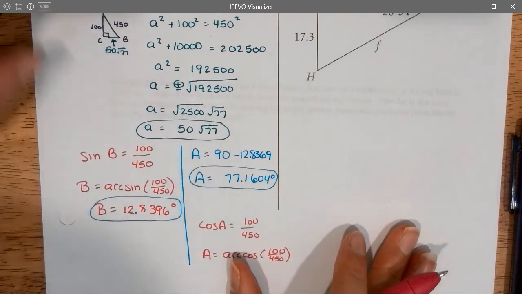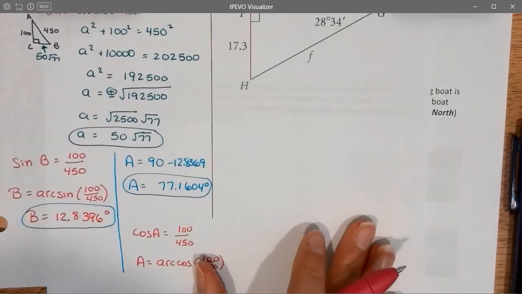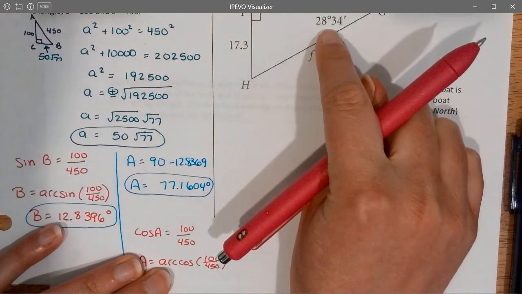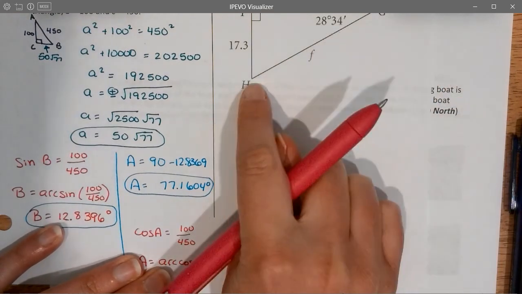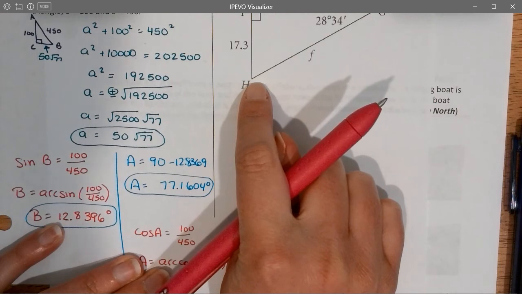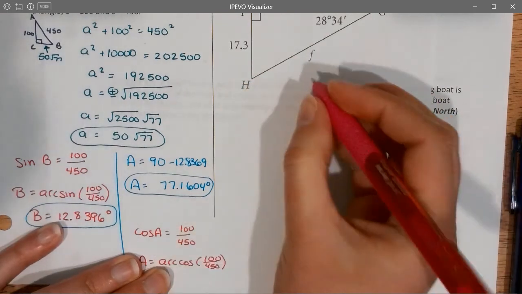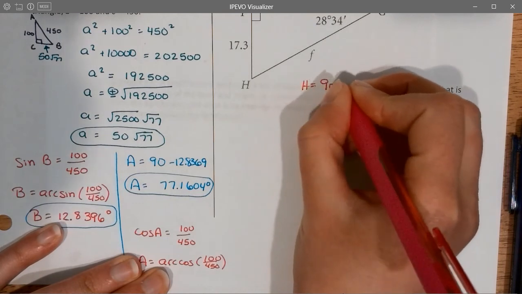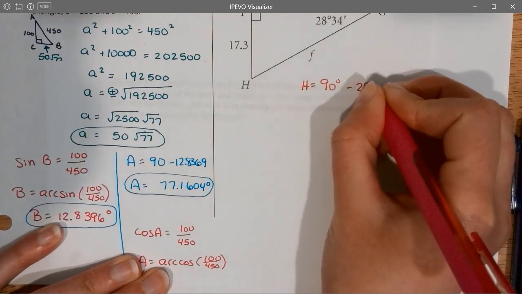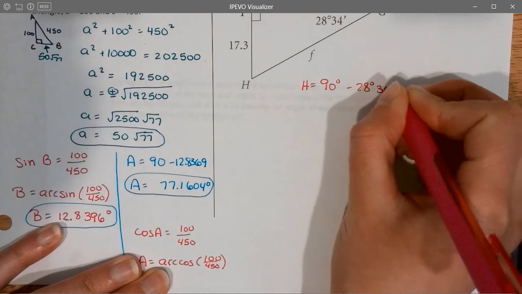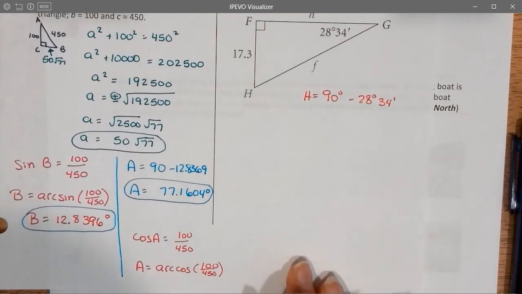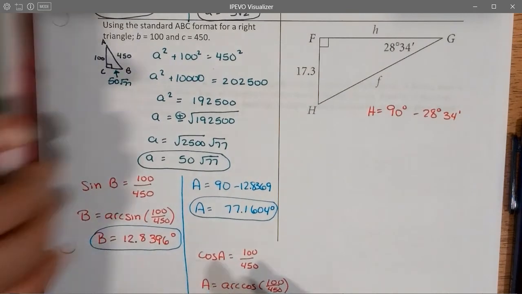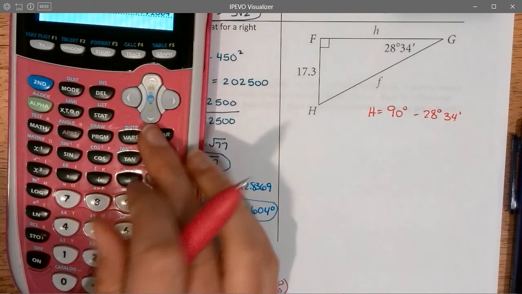Alright, let's take a look at the last triangle. I have an angle. Ooh, it's in degrees and minutes. Fascinating. So I want to find the next one in the same notation. So we're going to, for angle H, take 90 degrees minus 28 degrees, 34 minutes. I'm going to do this on my calculator so that I don't have to convert it into decimal degree notation and then back. I can keep it in DMS notation.